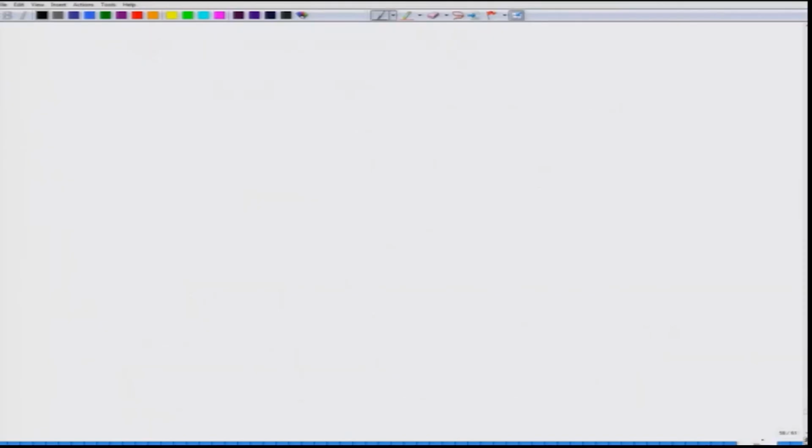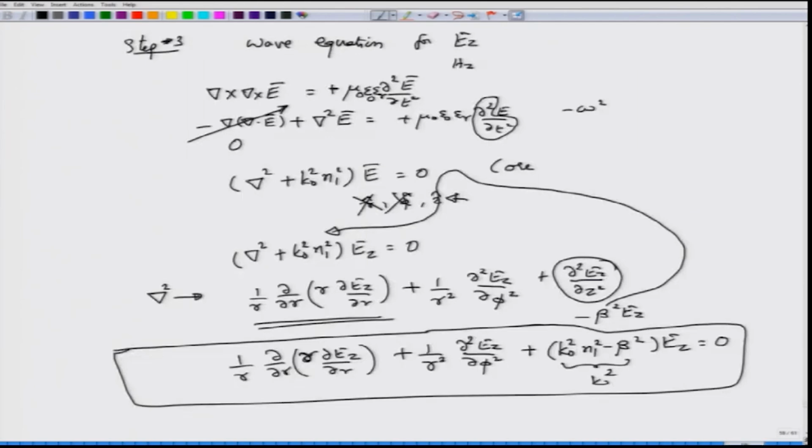This equation is what is called a partial differential equation. In the slab waveguide we converted the partial differential equation into an ordinary differential equation because of the one dimensional dependence of the mode fields. Here it is not possible for me to avoid the PDE, because there are two variables and there are partial derivatives sitting in this equation.